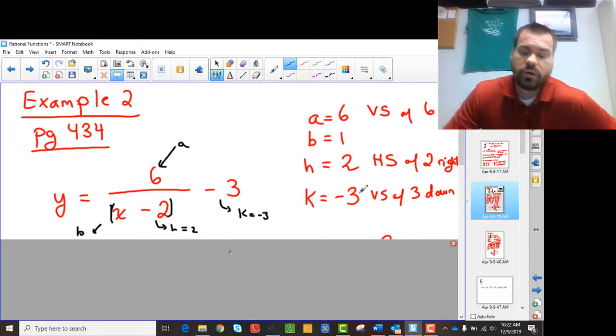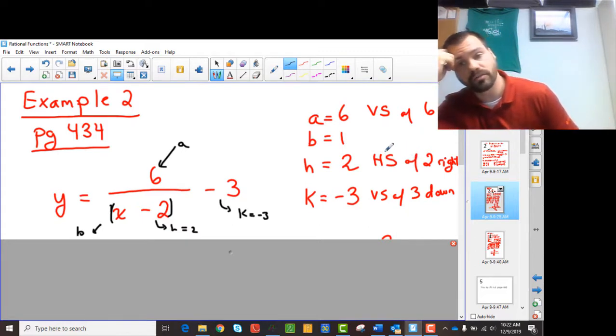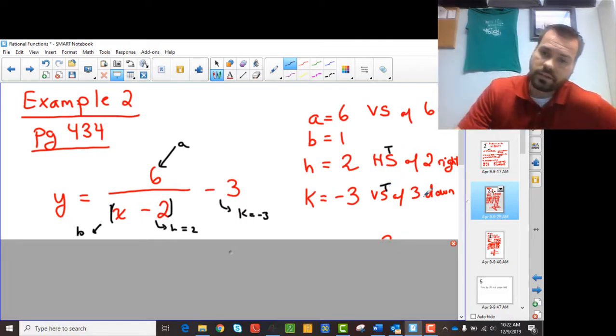That tells you then what the transformations are. So there's a vertical stretch of 6. There's a horizontal shift of 2 to the right. You'll sometimes hear this called a horizontal translation. And if you want to do that, you can call it a t, and same thing with vertical translation. And then it's shifting 3 down. So it's moving 2 to the right, 3 down, and then it's stretching by a factor of 6.